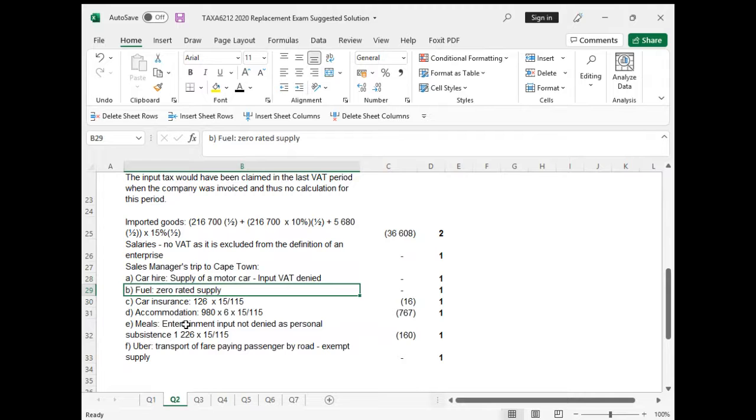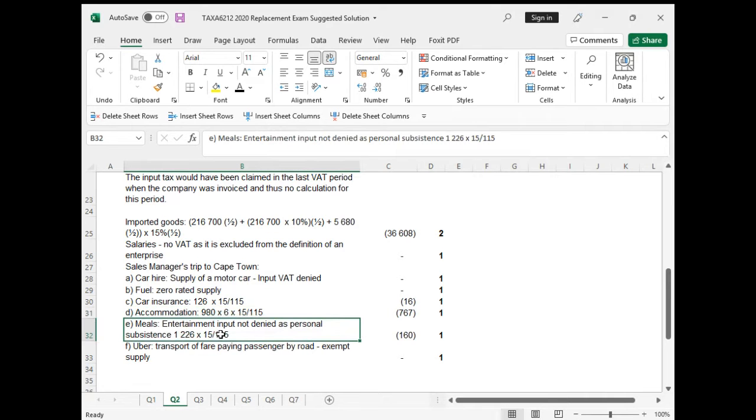Your car insurance, so even though a car's input VAT is denied, we can still claim the VAT on the insurance amount, which is the 126 times the 15 over 115. The accommodation, now yeah, you had to multiply it with the number of nights he stayed. They gave you a per night rate, so to get to the actual value, you have to do 980 times 6. If they give you a total value, you do not have to apply the number of days.